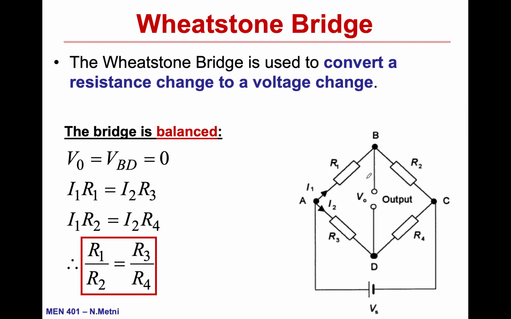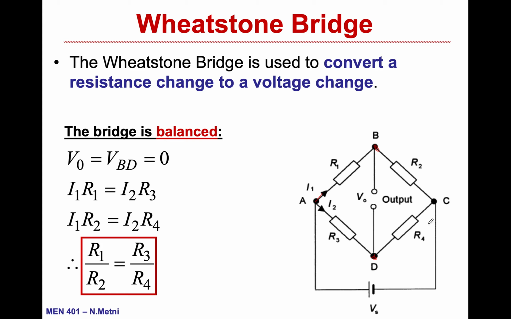Okay, so here in this case, let's assume that, for instance, this bridge is balanced. The bridge is balanced when V out, which is the voltage difference between the points B and D, is equal to 0. When V output is equal to 0, this voltage here is equal to the voltage at the node D. So in other terms, I1 R1 is equal to I2 R3, which is here.